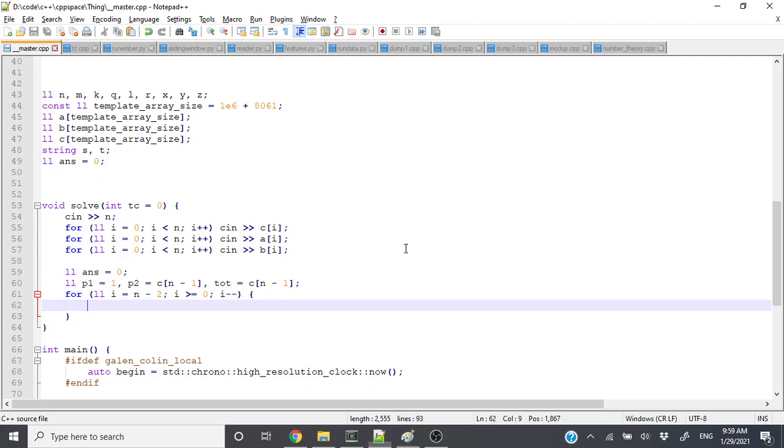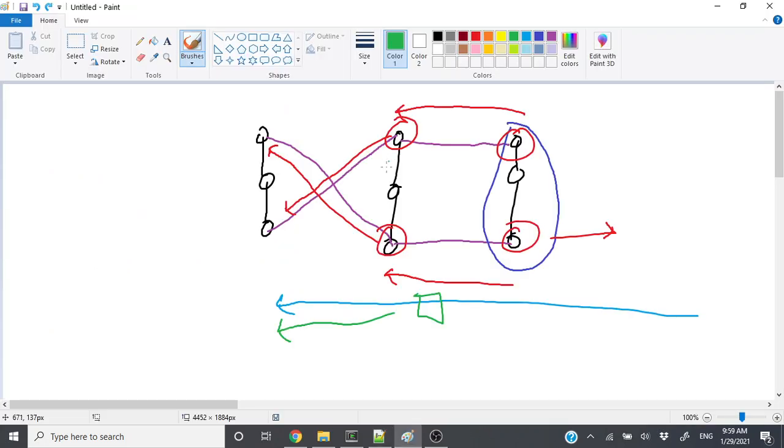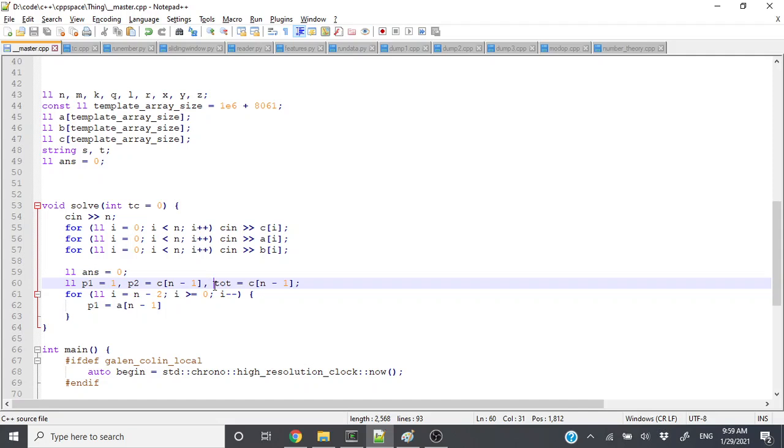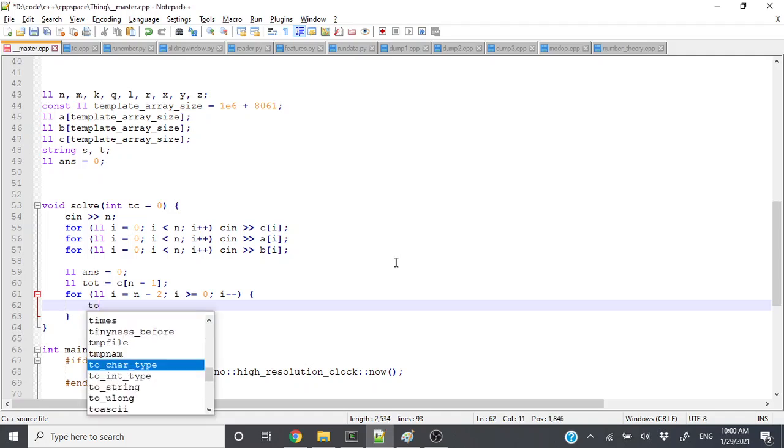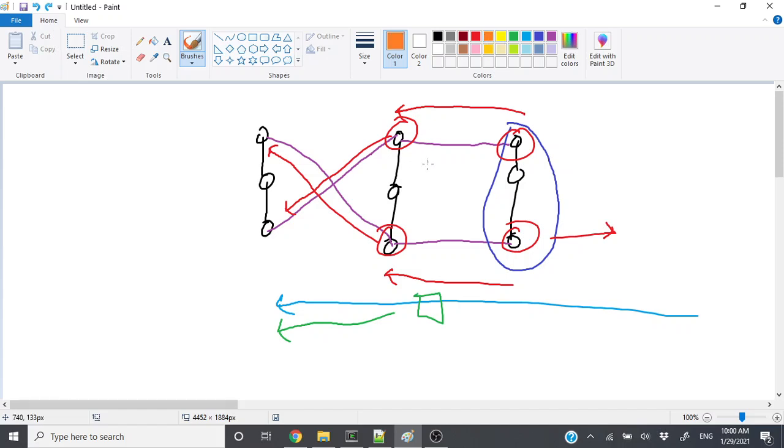Then we say, so P1 is equal to A, n minus 1. Do we even need the pointers, actually? Because we're going to assume that the pointers are always on the ends anyway, so I don't think we actually need the pointers. So we say tau plus equals 2, because first we need to consider the benefit that we get from taking these. And then we say that we could possibly end the cycle here.